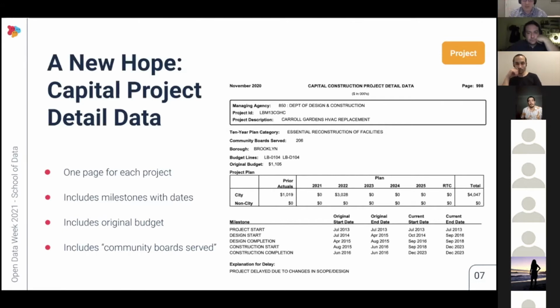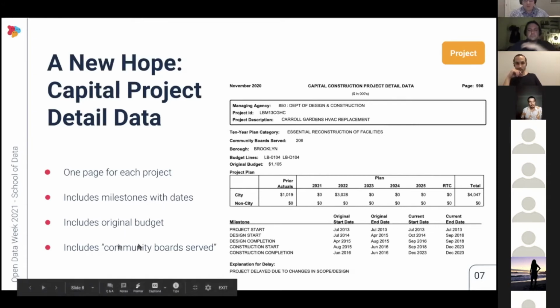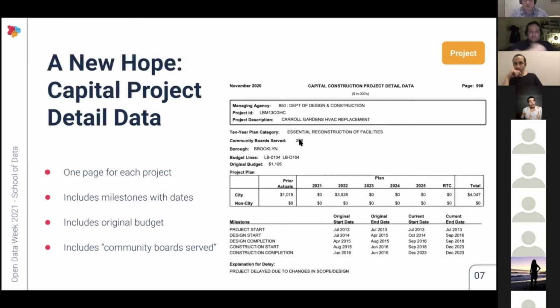So this is great. When I discovered this last fall, I was like, we've got to have this data. So we ended up scraping it, which is wonderful. It also has this community board served field. And I think, at least in the ones published last fall, there's a big typo or error where they reversed Bronx and Brooklyn, because this is supposed to be 306 instead of 206, but we fixed that in our data.